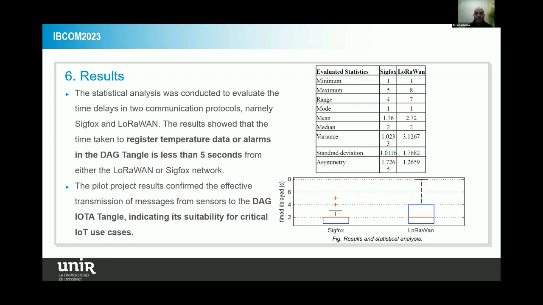So below 5 seconds, you can register all this information in the DAG. So it's almost near real time. 5 seconds is enough, so you can register all this information in 5 seconds or below.